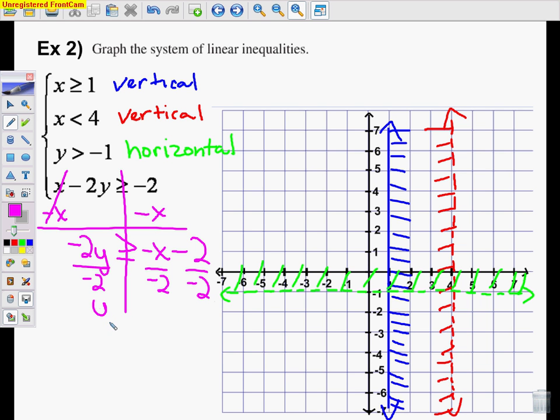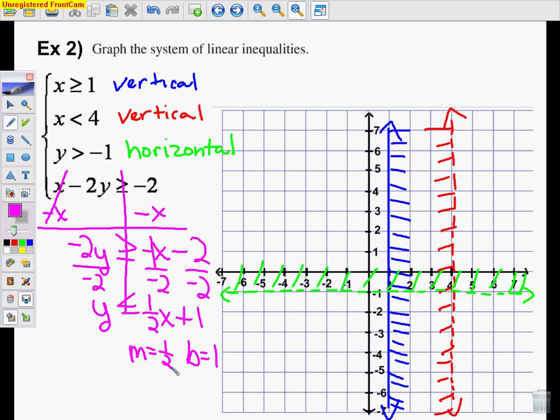So you get y. When you multiply or divide by a negative, what do you have to do? Flip the inequality. So this becomes positive 1/2 because negative 1 over negative 2, a negative over a negative makes a positive. And then negative 2 over negative 2 is positive 1. So we'd have a y-intercept of 1 and a slope of 1/2.